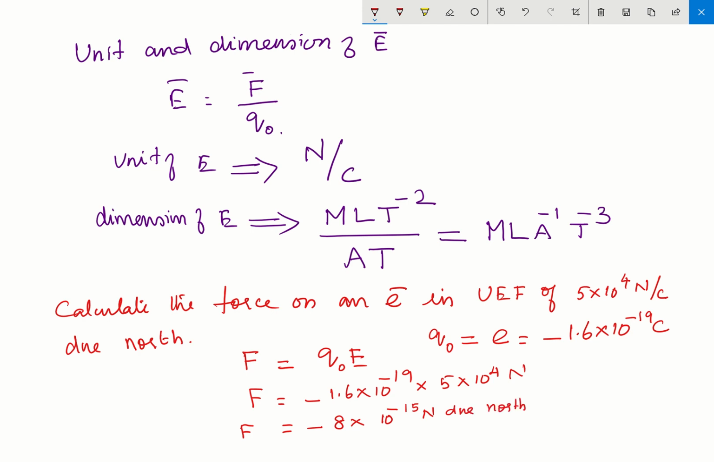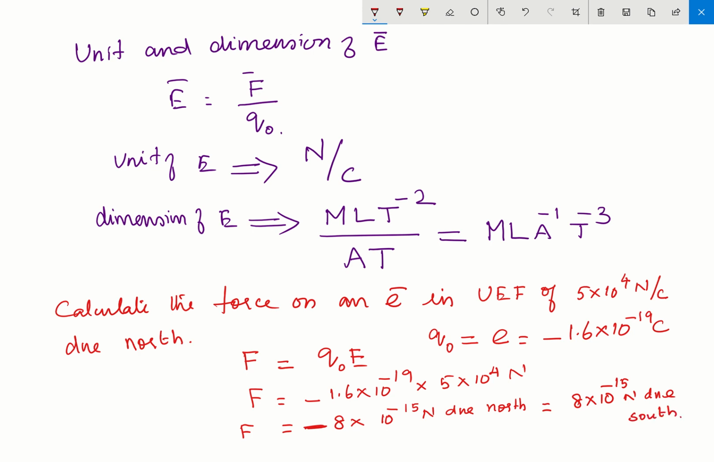Because the force is not due north, but minus. Negative is there now. That is nothing but negative, because it is an electron. If it is a positive charge, there is no problem. But here, electron means negative is there, and that gives you, that is very, very important here. That is nothing but 8 into 10 power minus 15 Newton, due south. Very important here.